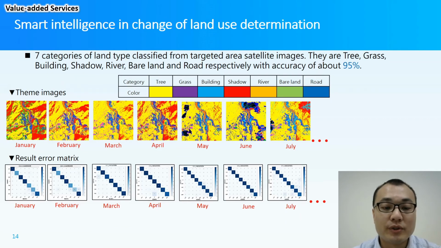We also use image recognition technology to monitor changes in land use and try to classify trees, vegetation, buildings, shadows, rivers, even roads, and the most interesting thing is that the recognition rate is as high as 95%.